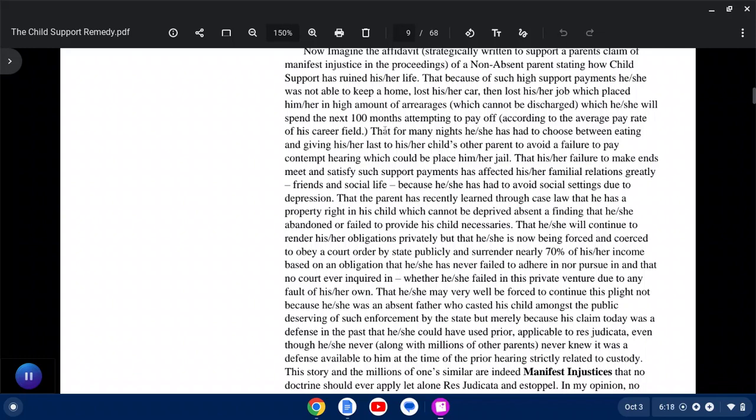Sorry about that. That for many nights she has had to choose between eating and giving up his or her last to his or her child's other parent to avoid a failure to pay contempt hearing, which could place him or her in jail. That his or her failure to make ends meet and satisfy such support payments has affected his or her familial relations greatly, friends and social life, because she has had to avoid social settings due to depression.